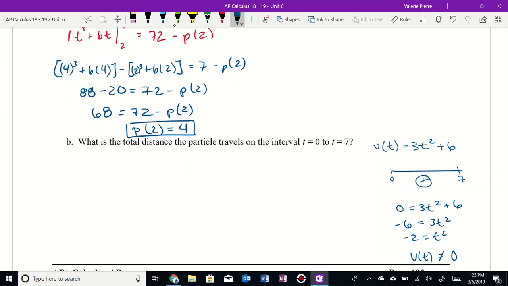Okay, so that means that v of t is greater than 0 on the interval from 0 to 7. Therefore, total distance is the same as net distance.